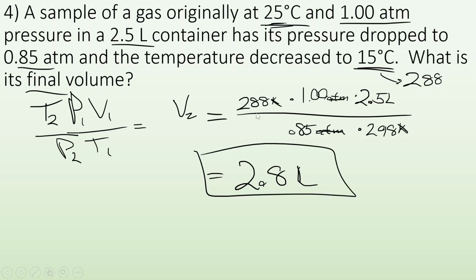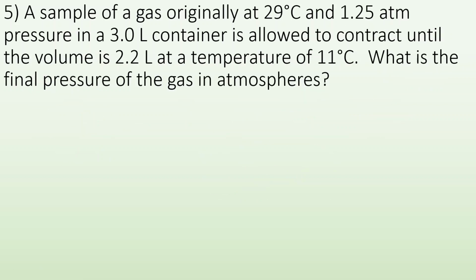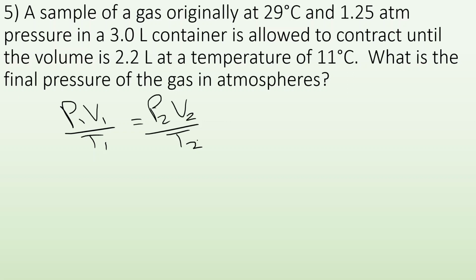There you go. Number 5, a sample of a gas originally at 29 Celsius and 1.25 atmospheres of pressure in a 3-liter container is allowed to contract until the volume is 2.2 liters at a temperature of 11 Celsius. What is the final pressure of the gas in atmospheres? So again, start with your P1 V1 over T1 has to equal P2 V2 over T2. And it looks like everything changes, nothing cancels out.